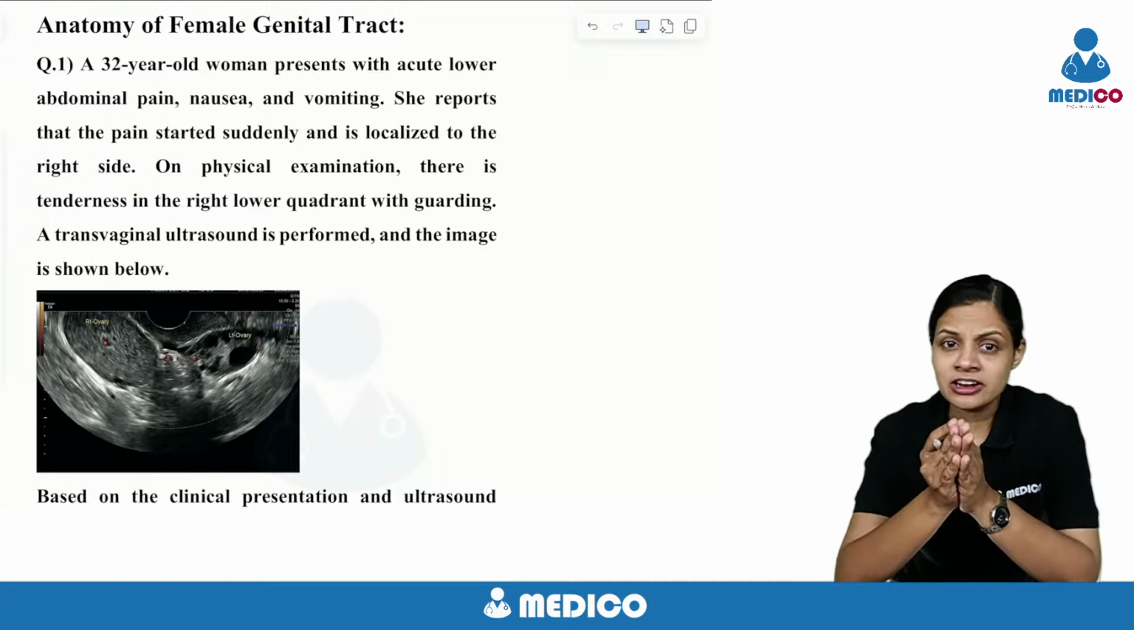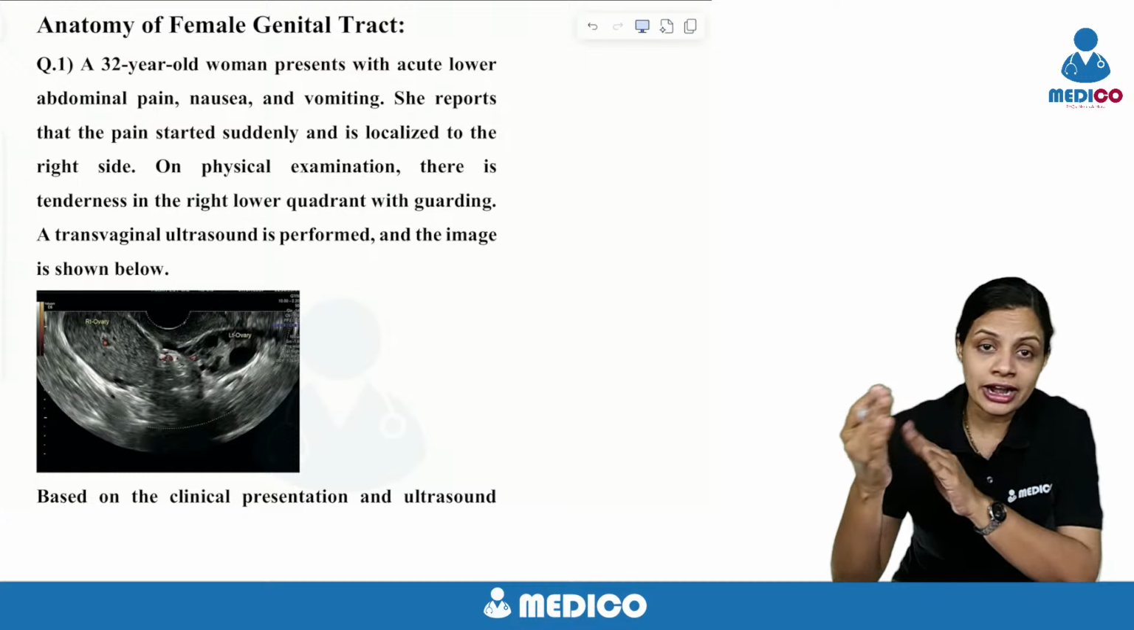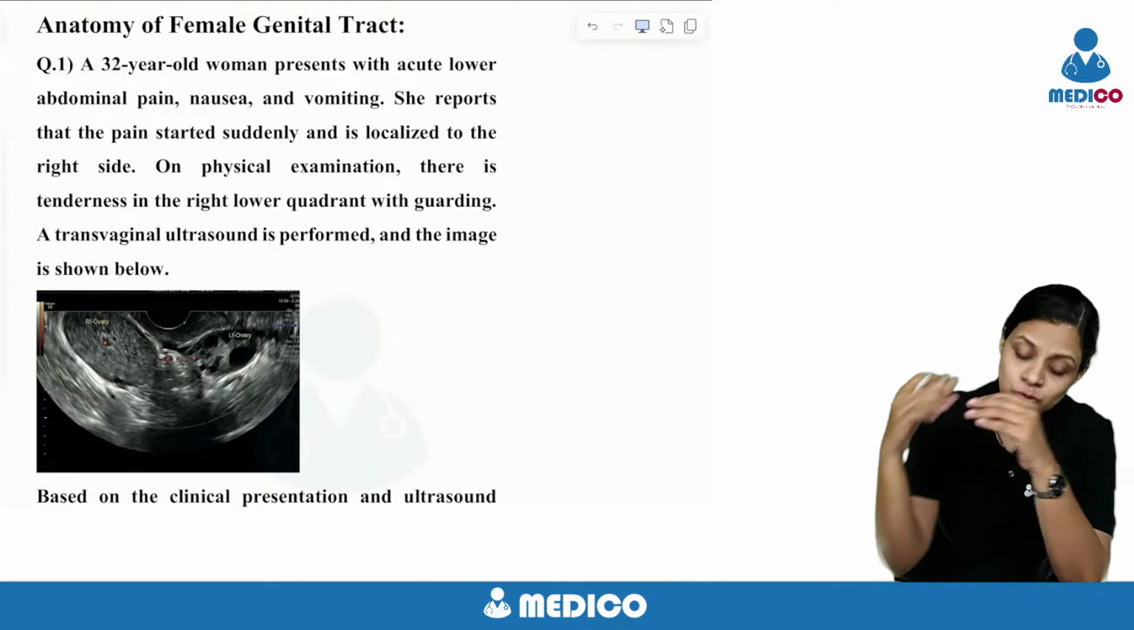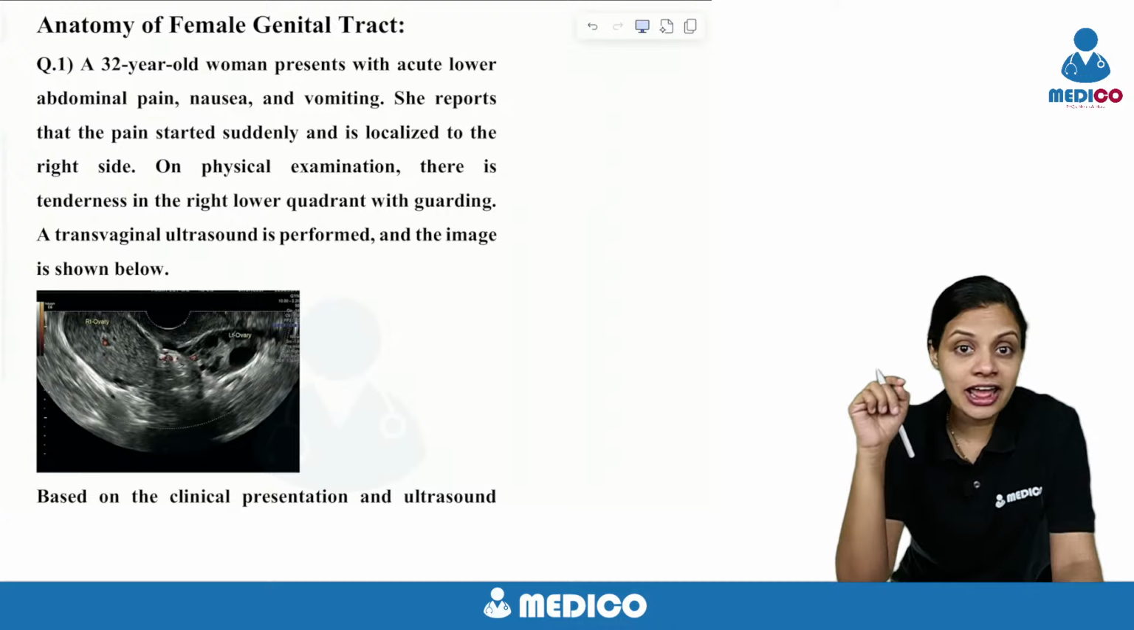All of you must have done a vaginal examination. How do you feel the uterus? The uterus is felt through the anterior vaginal wall like this. What is this position? The normal position of the uterus is anteverted and anteflexed.